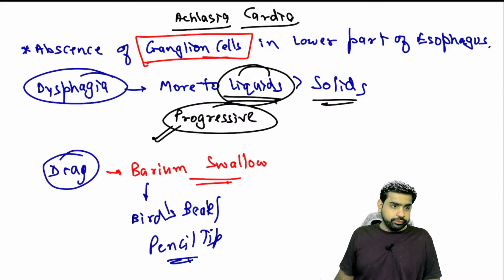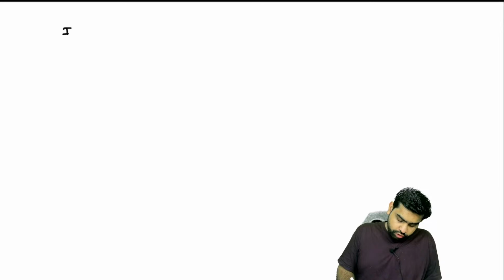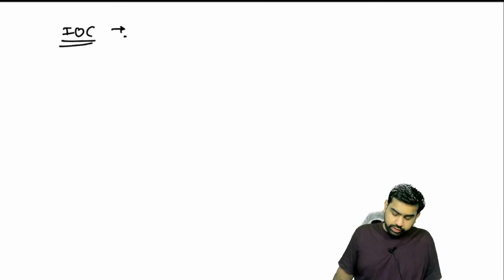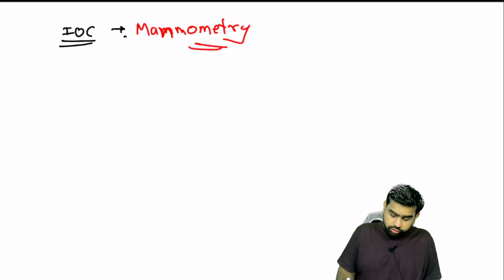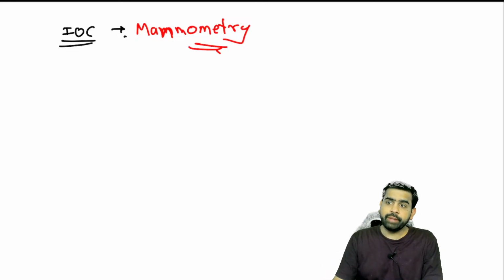Now what you need to understand is, if I ask you about the investigation of choice, the investigation of choice over here is manometry. This is high resolution manometry.